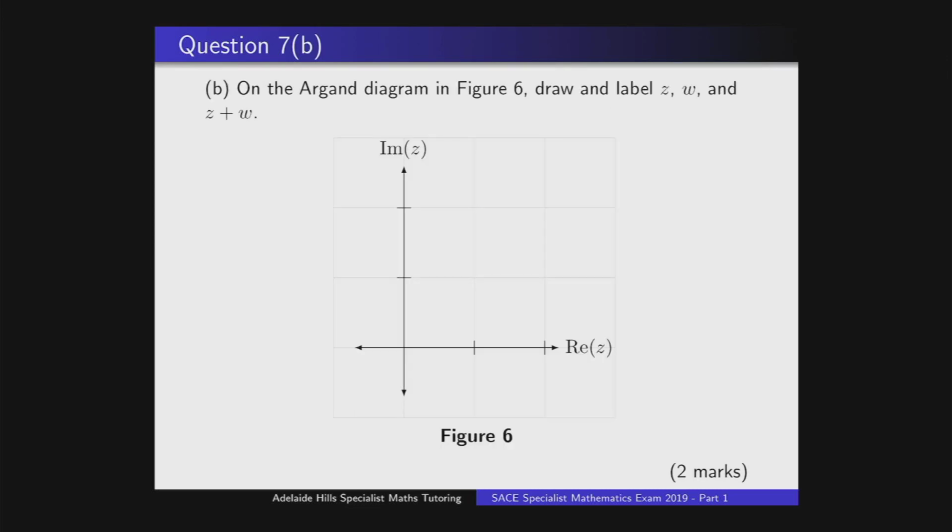That wasn't too hard. Now, with part B, what we want to do now is draw and label z, w, and z plus w. Okay, so remember z was i, so that's going up 1 unit on the imaginary axis. Okay, so we'll just indicate that with an arrow, and that's z. Now w has also got a length of 1, and it's got an argument of pi over 4, and so that gets us to somewhere around there.